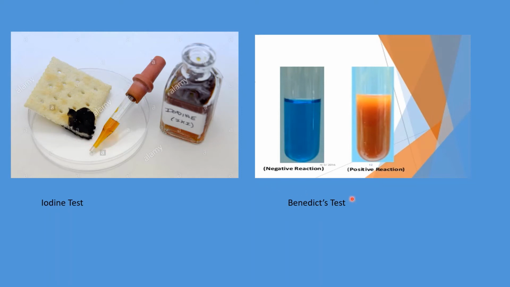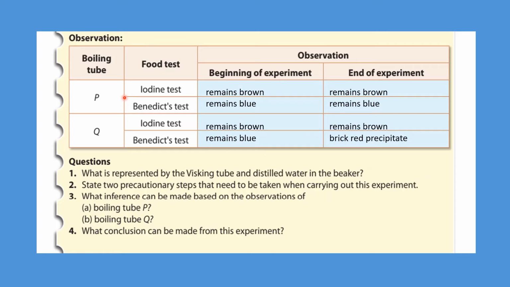Now for Benedict's test, this is a negative reaction, meaning the Benedict remains blue. If there is sugar or glucose in the solution, it will turn into a brick red precipitate. So this brick red precipitate is formed. If it is a negative test, this is the color of Benedict. So these are the answers.